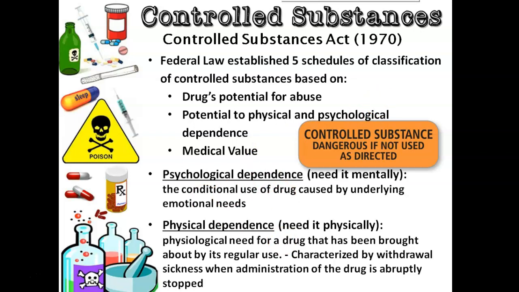They'll base it on the drug's potential for abuse, because some drugs will lead more into that ability to abuse them compared to others. So you're probably not going to abuse your typical Tylenol, Motrin, Advil, but heroin has a much higher potential for abuse. Potential for physical and psychological dependence, we'll get more into that here. Psychological dependence means that people need it mentally. So whether they have a mental disorder or just some mental conditions, that means that the conditional use of that drug has underlying emotional needs.